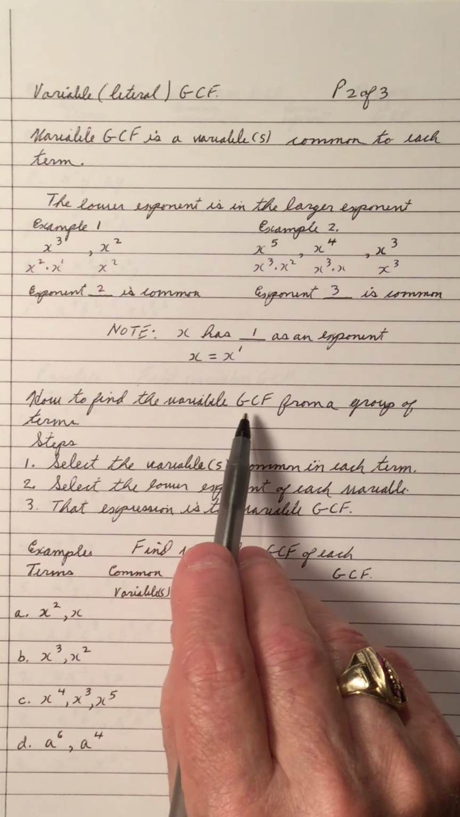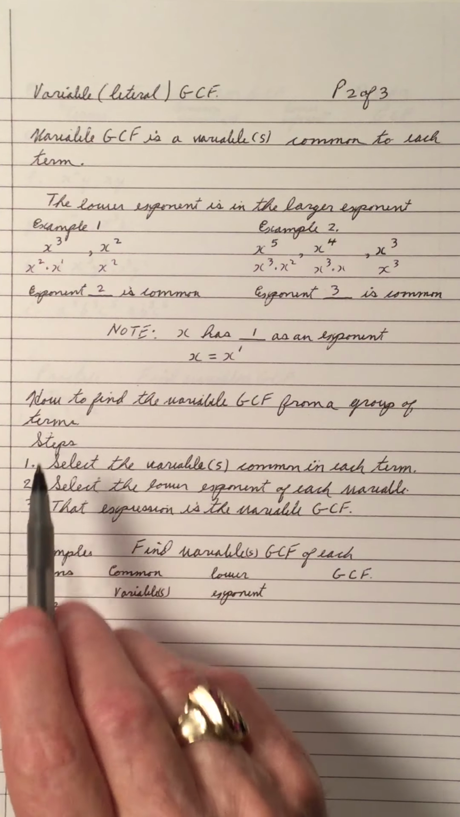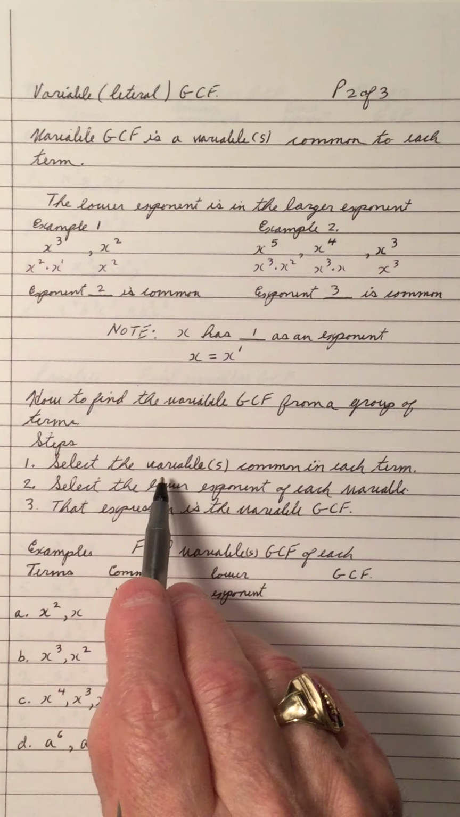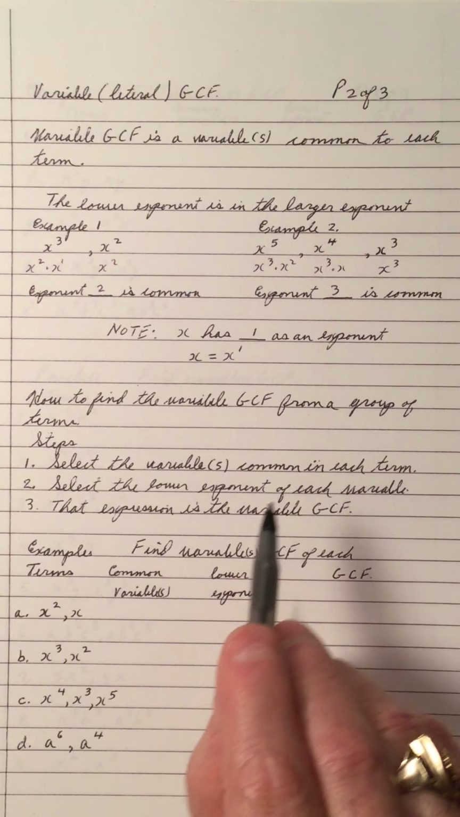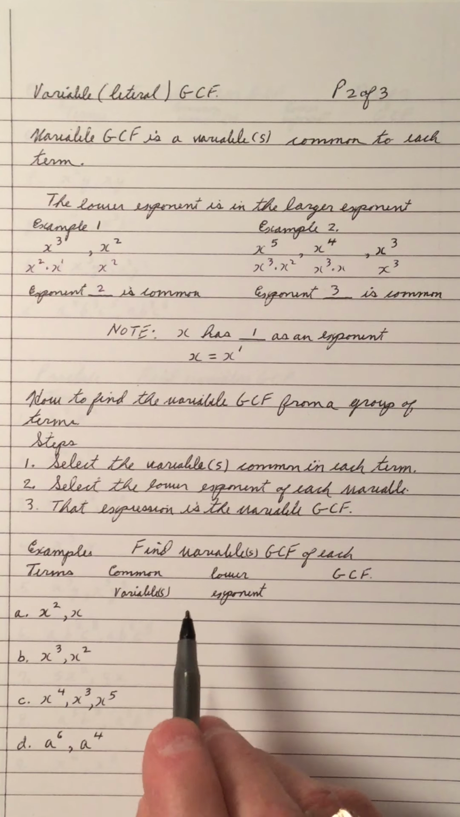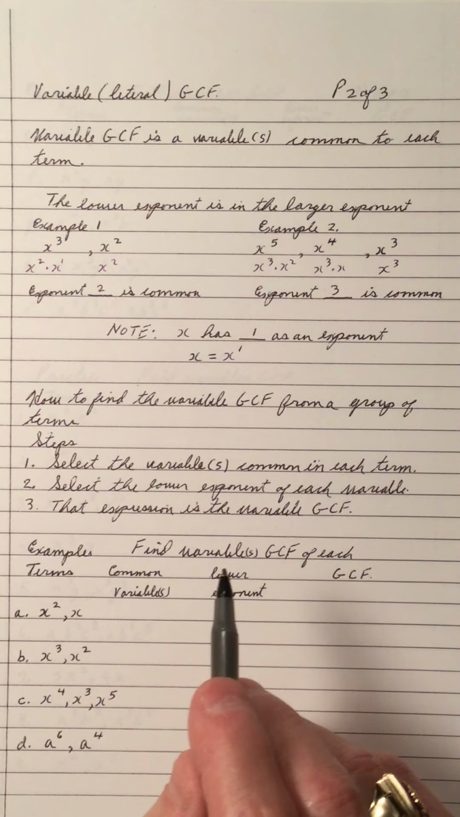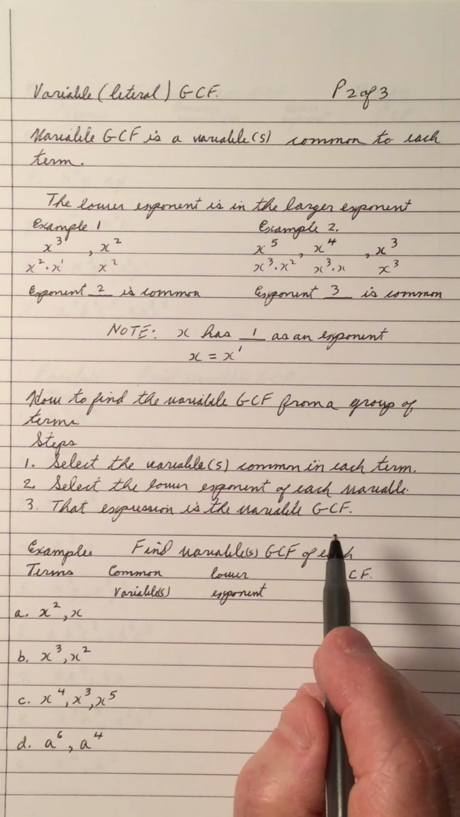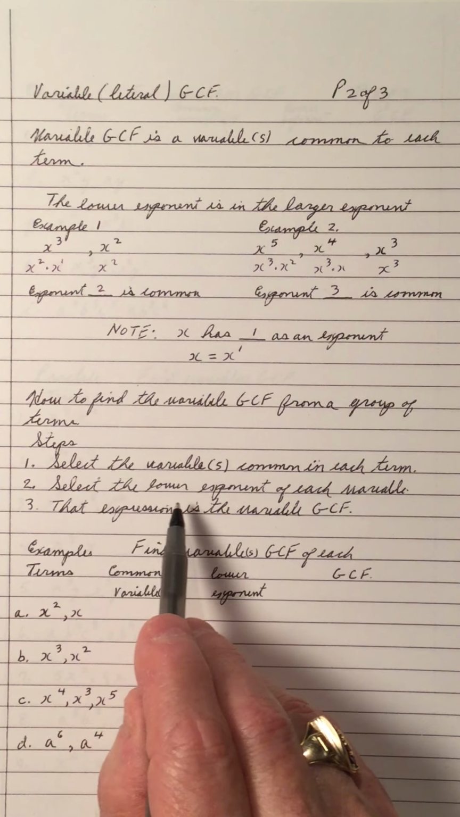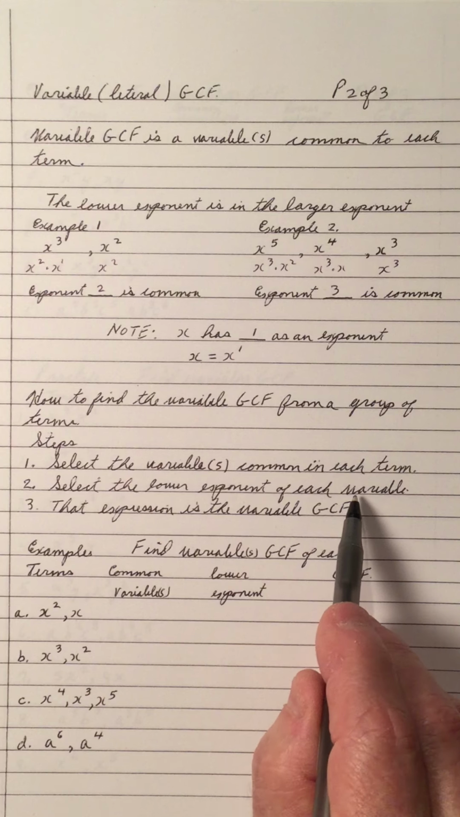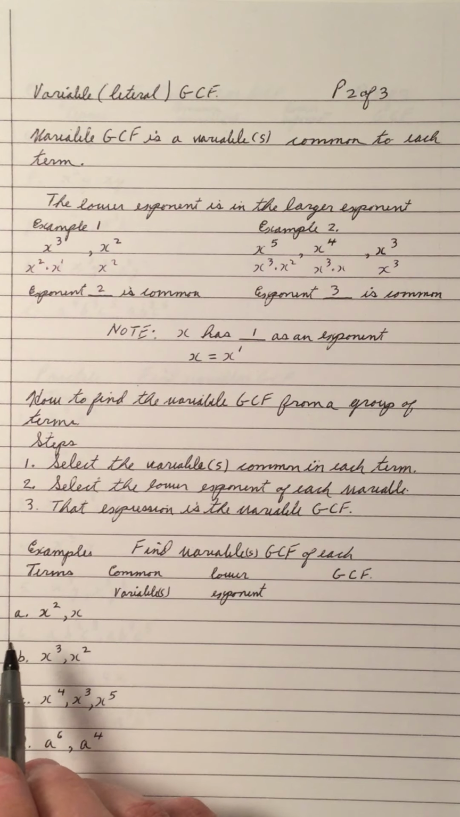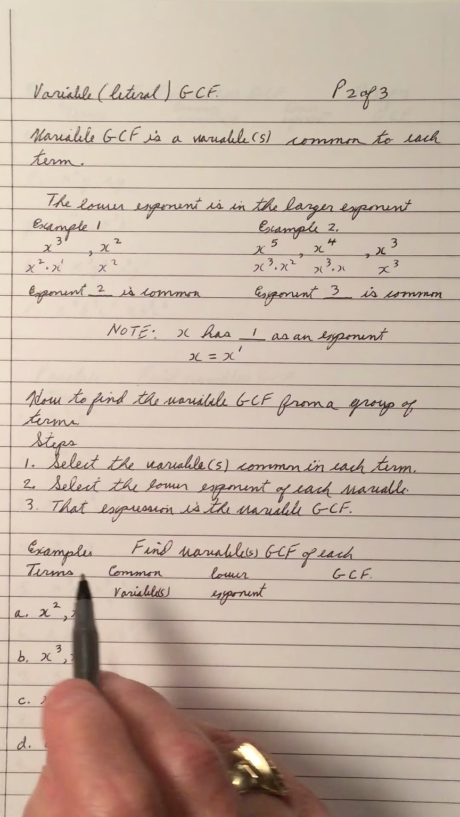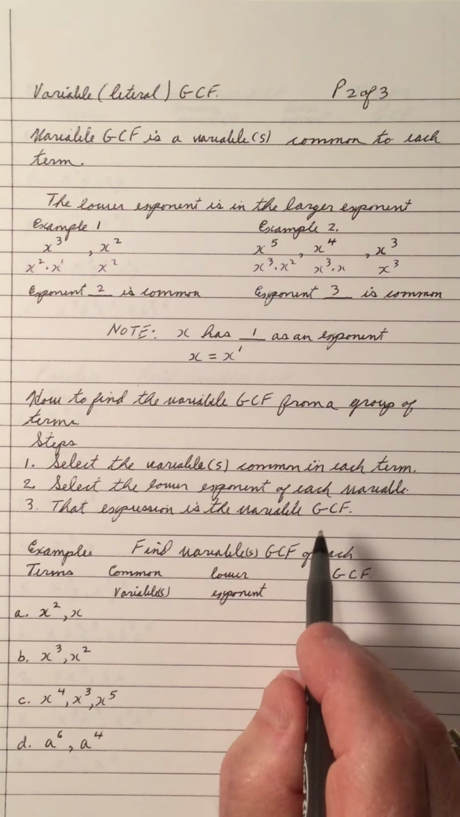How to find a variable GCF from a group of terms. Step: select the variable or variables that are common in each term. So we have to have a variable, an x or a y or an a, or both, or common. And we select the smaller exponent of each variable. So if we've got 2 variables, we take the smaller exponent of each, and then we have the variable GCF, and that expression is the variable GCF.